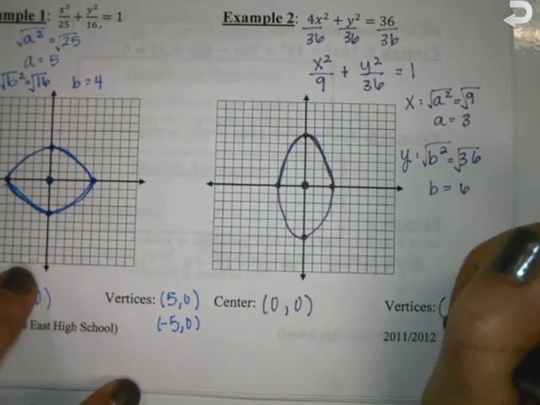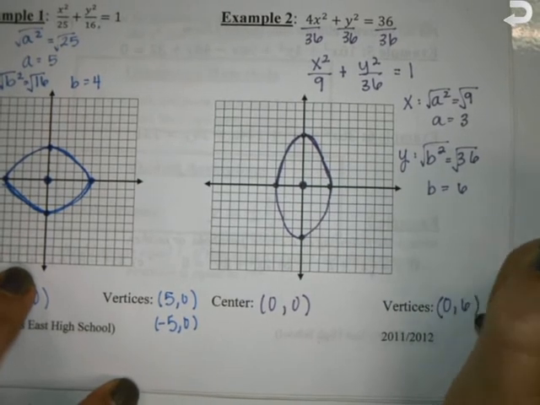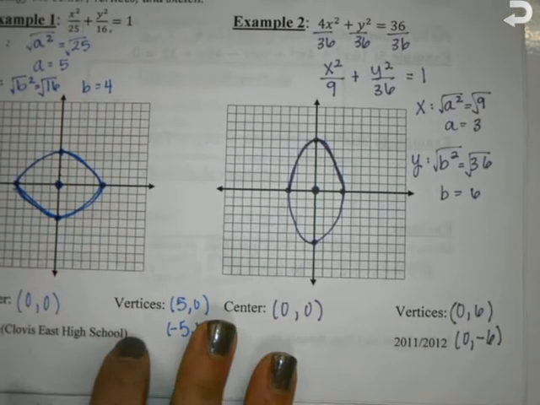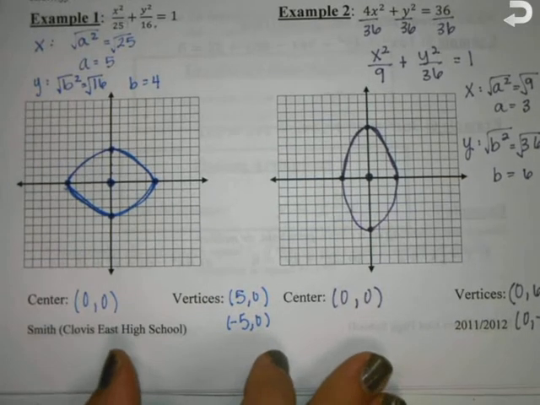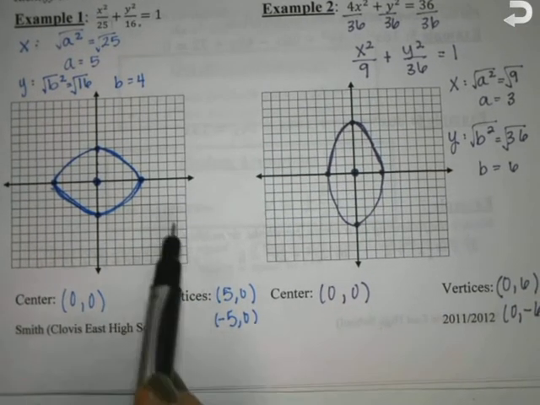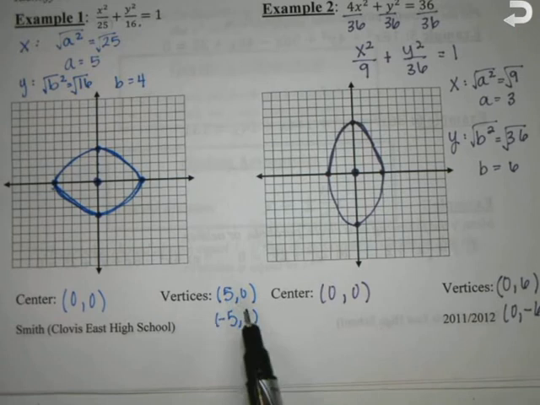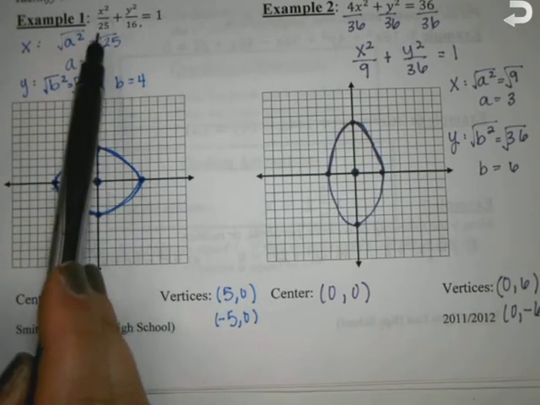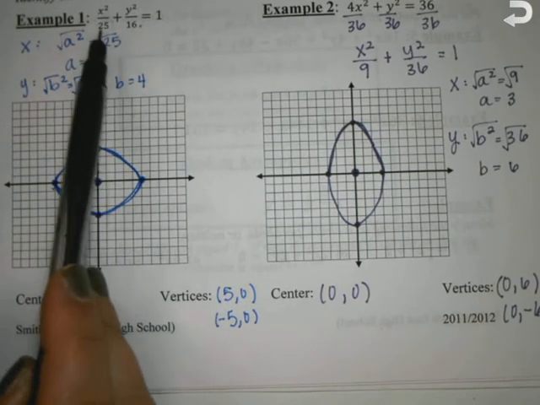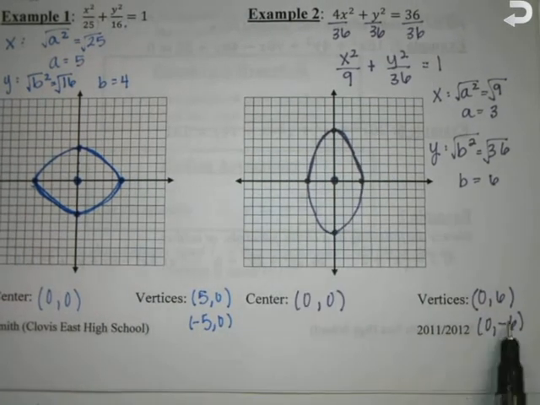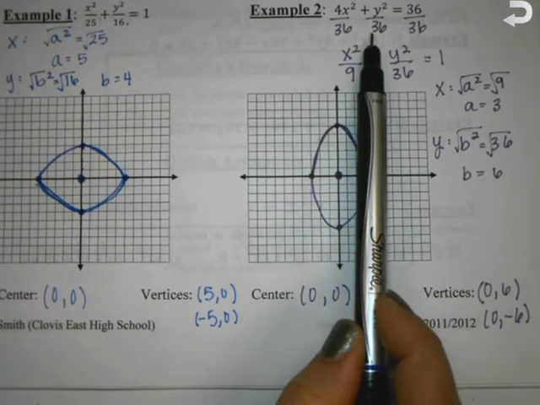Okay, what do you notice from examples 1 and 2 about where my vertices end up? On example 1, they were in the x's. Which number is bigger, 25 or 16? 25, the one under the x's, right? What about in example 2? They were the y's, and the y's are bigger. So you are going to be able to list the vertices eventually without having to graph it, okay?